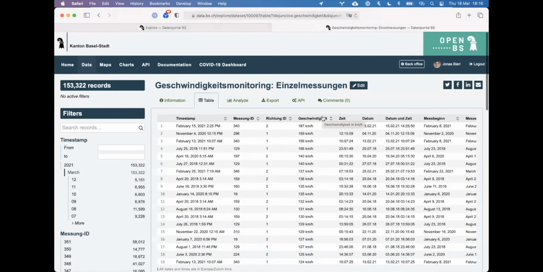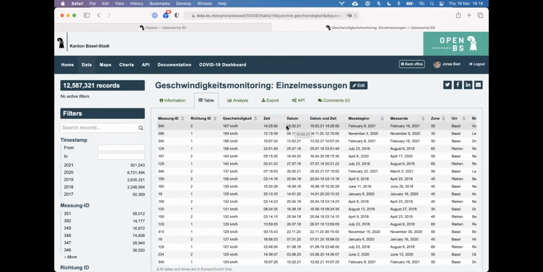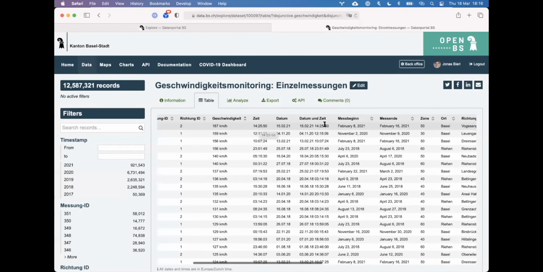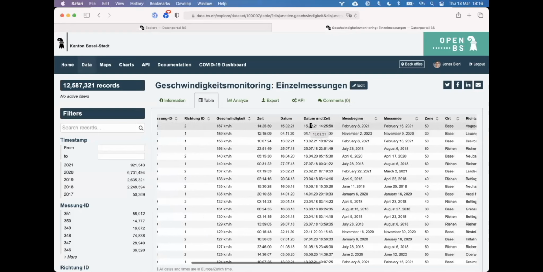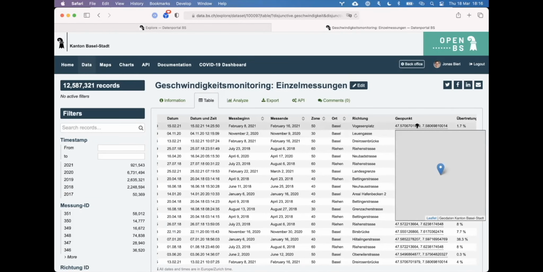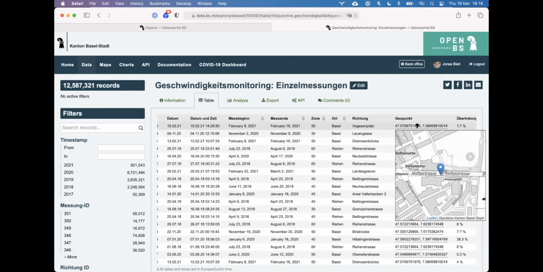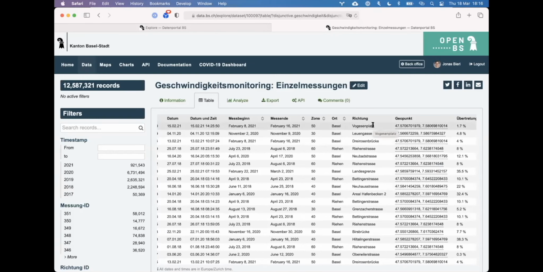Good. Let's look at the highest speed that we've measured overall since 2017. That's 187 kilometers per hour, not too long ago, in the afternoon, in February. Where was it? February 15. At Vogesenplatz. And here we have this harbor. You can actually see it on the map. Vogesenstraße here. That's a bad thing. I hope this is a measurement error.